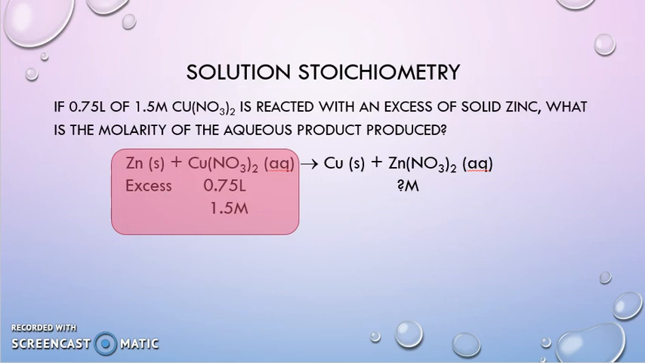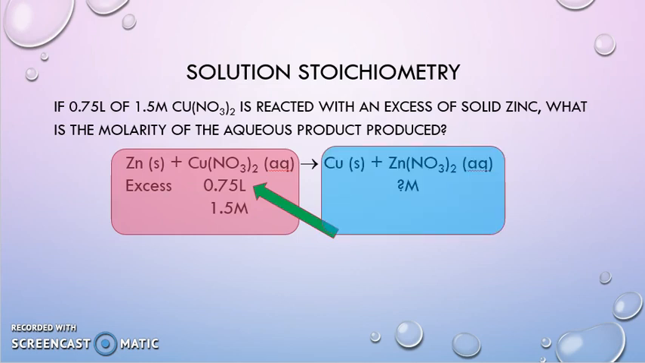Now luckily, the one thing is a solid, so it doesn't take up any liquid volume, but the second thing has 0.75 liters. That 0.75 liters is going to be consistent from the beginning to the end of the problem. So if I need to know the volume at the end of the problem, it's going to be exactly the same. And I can actually just put that in the second part of my equation, 0.75 liters.